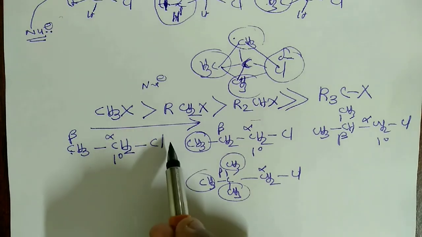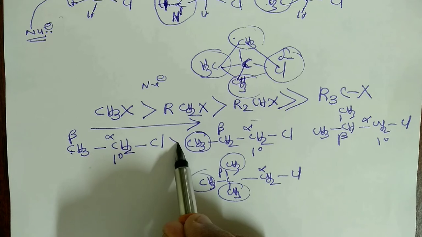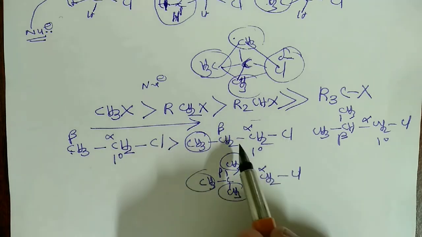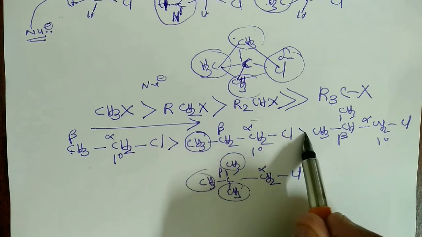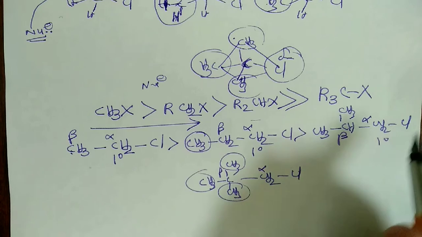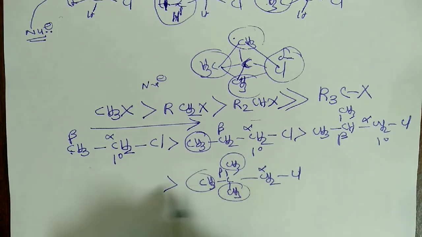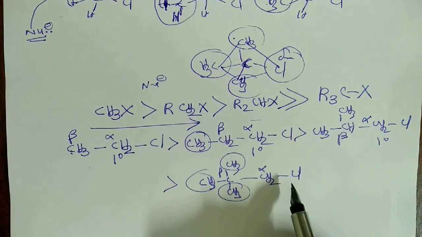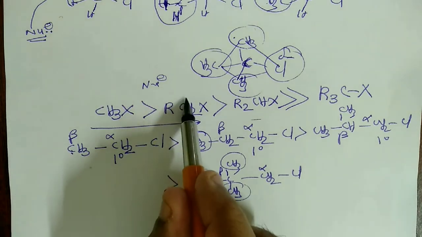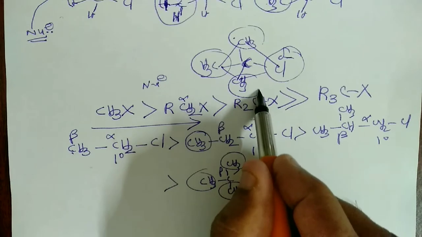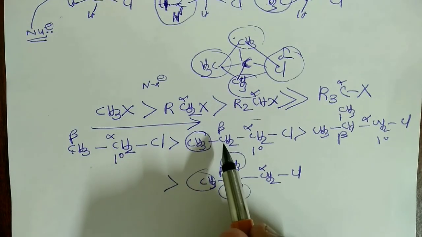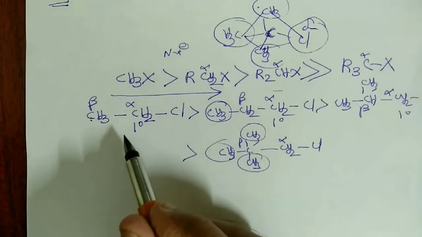The order of reactivity towards SN2 reaction follows: ethyl chloride is most reactive, followed by normal propyl chloride, then comes isobutyl chloride, and least reactive in this sequence is neopentyl chloride. That is, alkyl substitution at alpha or beta carbon atom decreases rate of SN2 reaction.